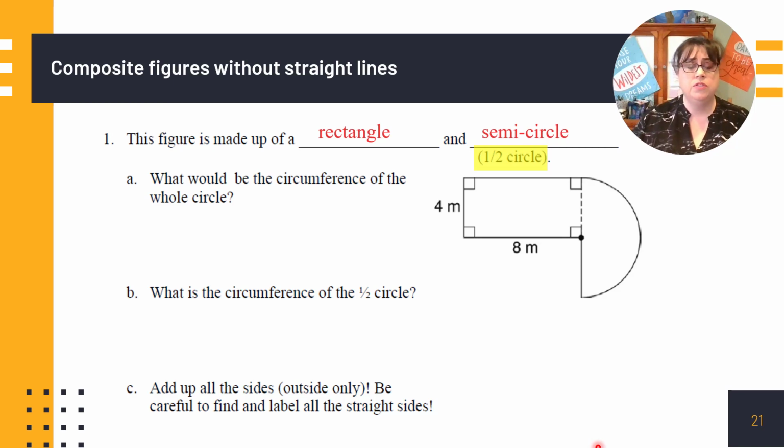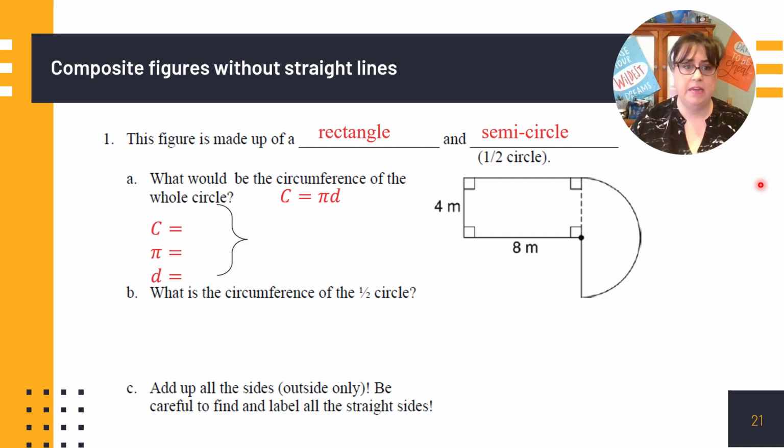Well, in order to know the circumference of the whole circle, there's some things that we need to understand. One of the first things that you should always do is write down your formulas. Remember, you want to write down the formulas to free up your brain for the problem solving. So let's write down the formulas, and then let's also write down all of those different variables. You're not going to necessarily fill them all in right now, but at least you have a place to start.